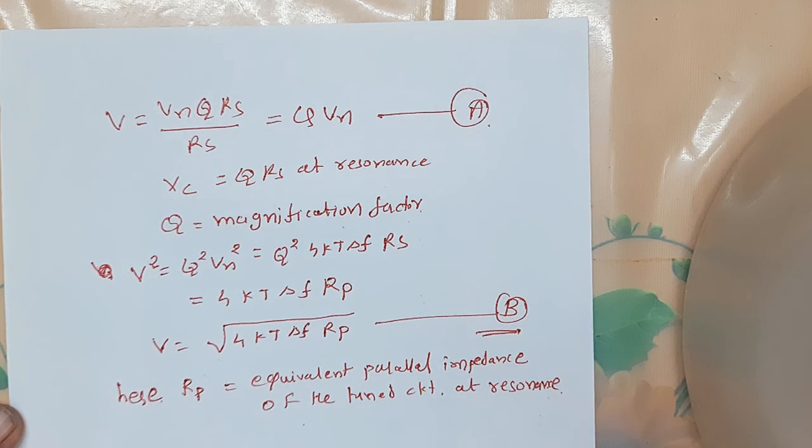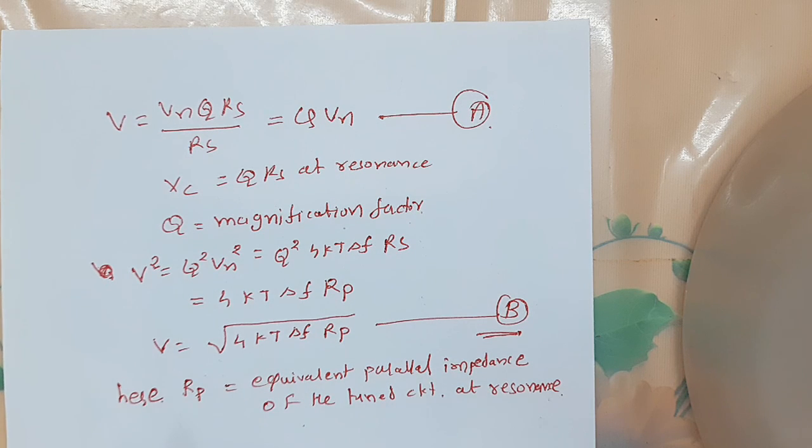This equation B shows that the equivalent parallel impedance of a tuned circuit is its equivalent resistance for the noise. So in the exam, if there is a long question, then find out the value of V. That means we have to prove equation B. That's all. Thank you.